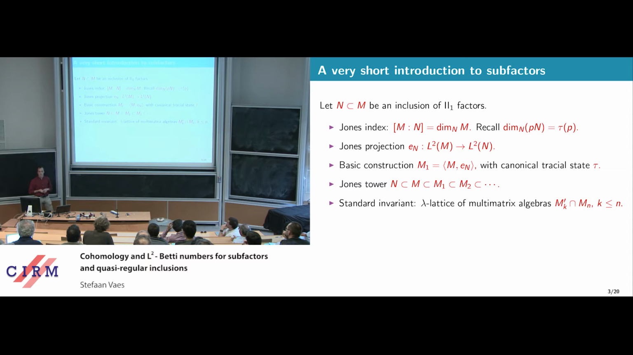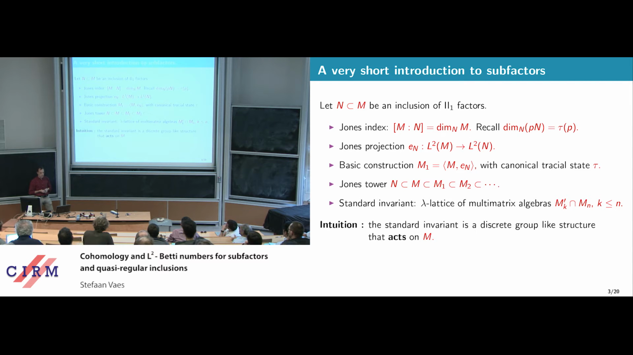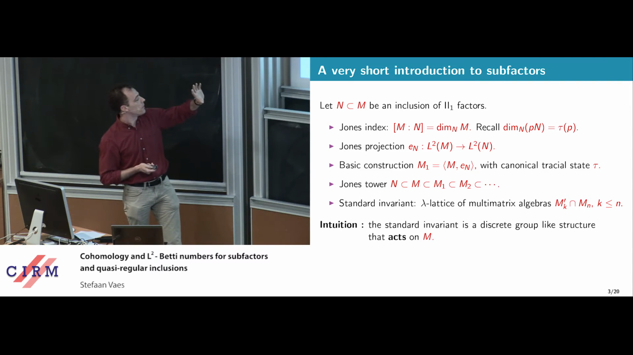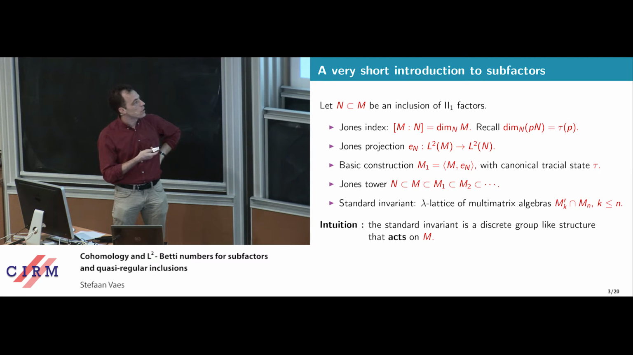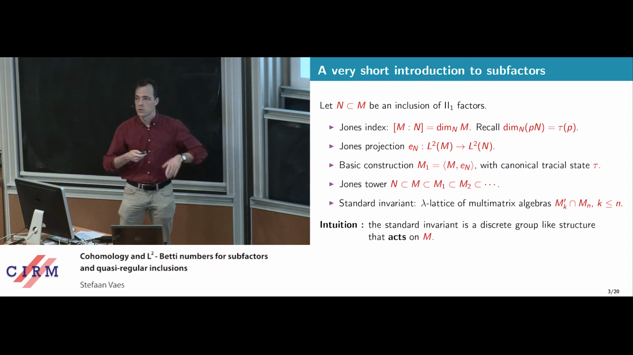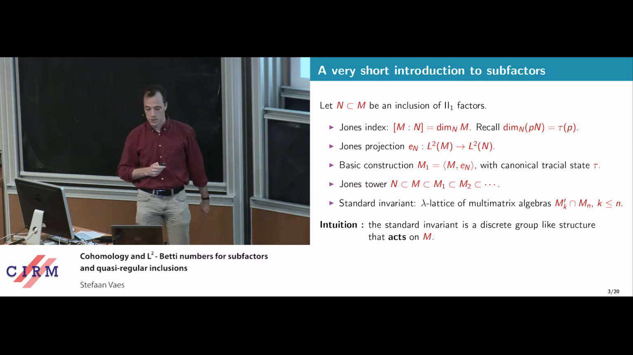Another axiomatization is by viewing this in another way, as Vaughan Jones's planar algebras. So that's another way to axiomatize this combinatorial invariant. Okay, now the way you should think of this is that the standard invariant is really like a discrete group structure, and I will point that out more concretely later. But not just a discrete group structure, it's a discrete group structure that somehow is acting on M. So that's the way you should think of the data of the subfactor.